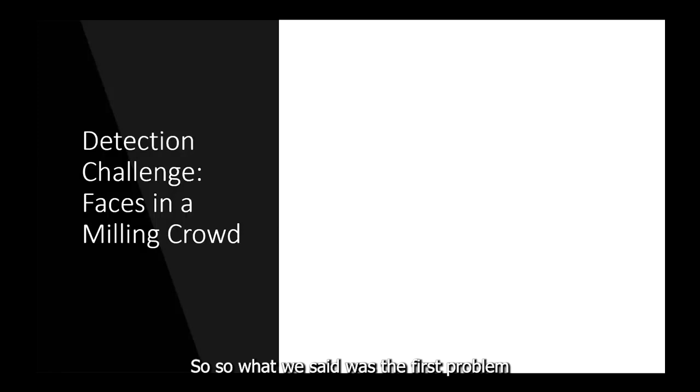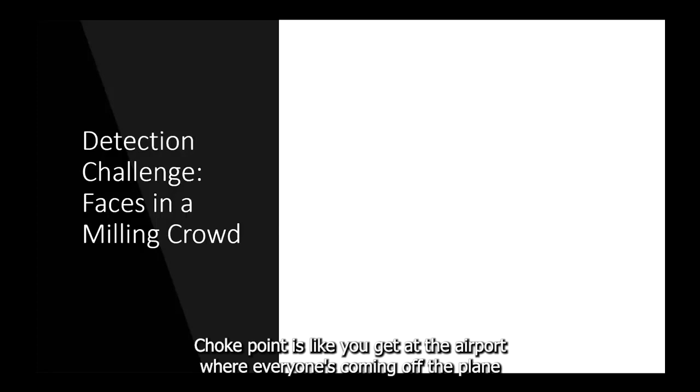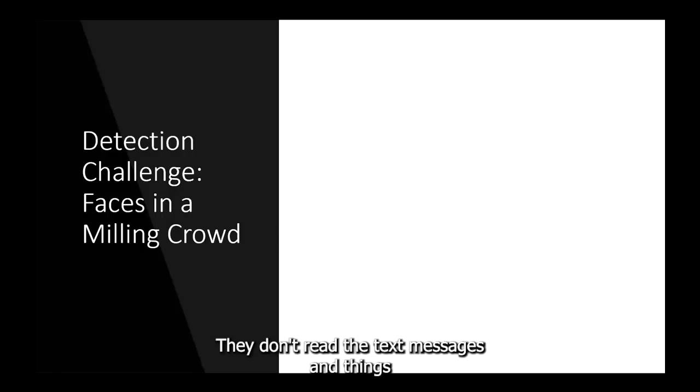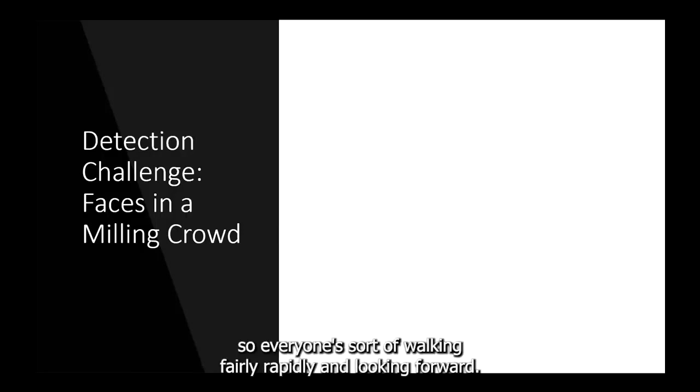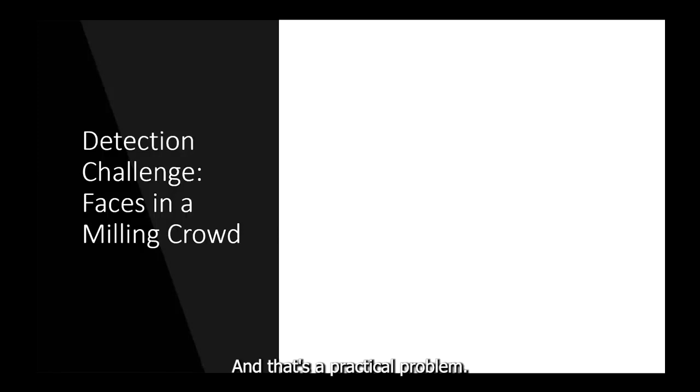So the first problem we were addressing was a choke point situation. A choke point is like you get at the airport where everyone's coming off the plane and everyone's walking straight ahead and you can sort of see their faces. They don't read their text messages and things because if they do, the rest of the plane passengers will push over them. So everyone's walking fairly rapidly and looking forward, and that's a great way to get faces. But you find as soon as people stop looking at you, they're on their phone and they're looking down, you can't really get their faces. And that's a practical problem.